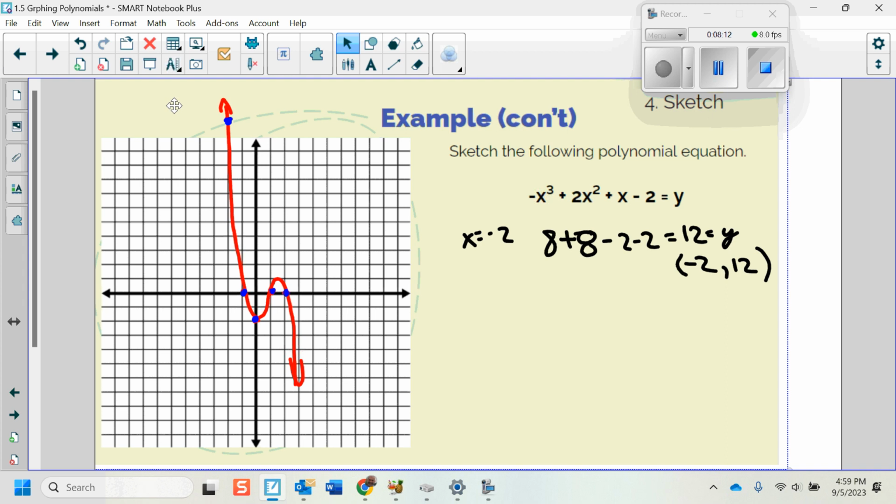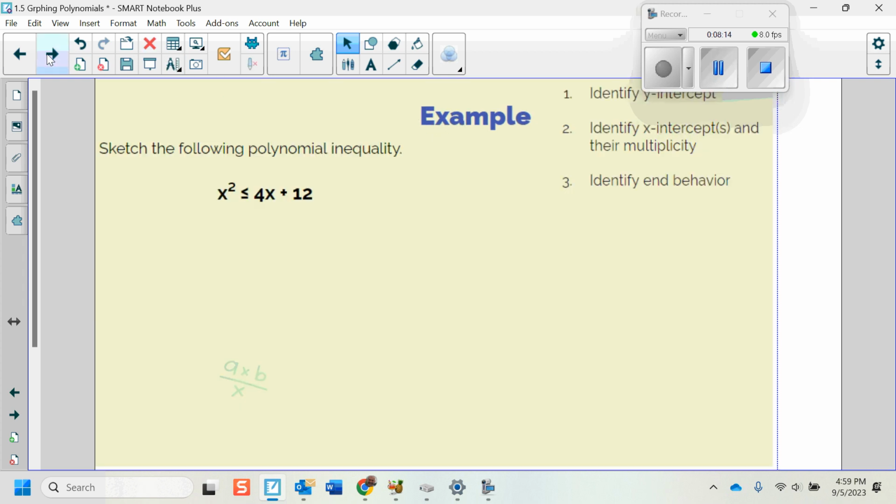The next one, we have one more example here. They wanted us to sketch an inequality. And again, we're going to identify the zeros. I'll try to move along a little faster here. If I have x equals 0, wait. I'm graphing this polynomial. I don't have a y. I can't graph it on a two-dimensional space if I don't have a y.